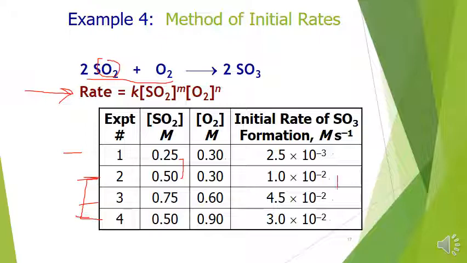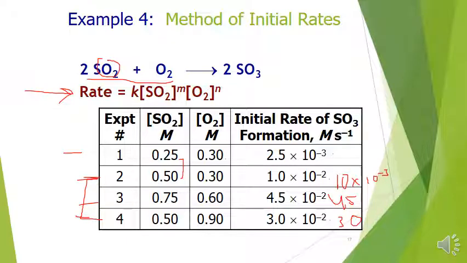So I'm going to change this to 10 times 10 to the negative third. That way I can just look at the 10. This one will be 45, and this one will be 30, all times 10 to the minus third. Okay, so now it makes it easier to look at things.